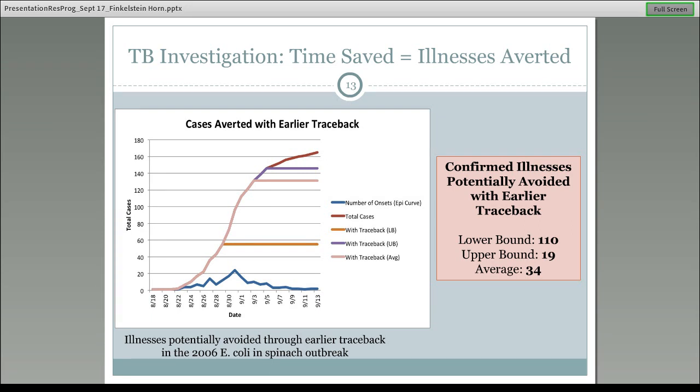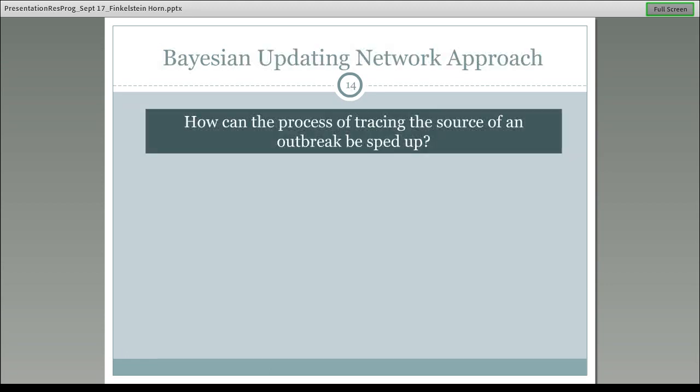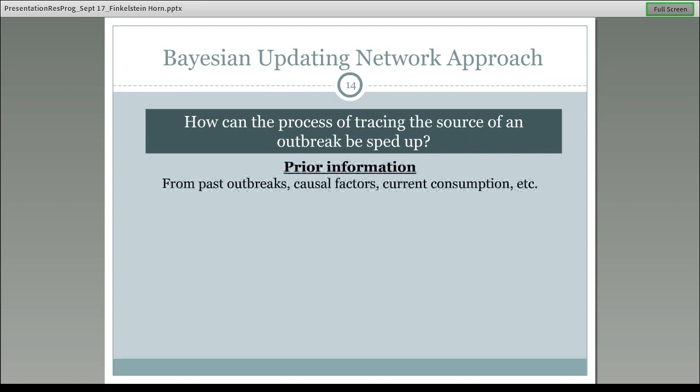So for the rest of the presentation, we can talk about how we're approaching this problem. Our main research question is very straightforward: how can the process of tracing the source of an outbreak be sped up? And to answer this question, we look at the various pieces of information that we can utilize to help us.